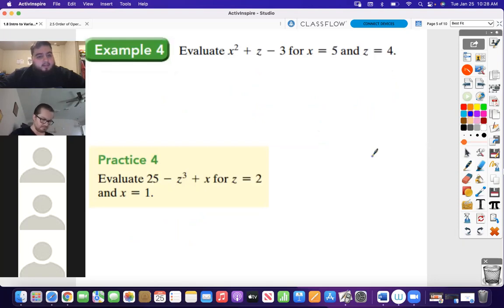Example 4, give you a minute to copy this question down. As you notice, the expressions get a little more complex, right? But don't be intimidated, because with x squared plus z minus 3, we don't know what to do with that, right? But once we plug in the values of x and z, it becomes an expression like we did last class with order of operations. The letters disappear, is what I'm highlighting.